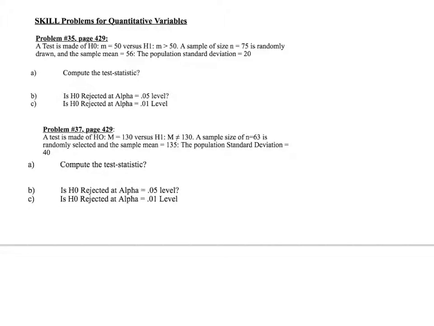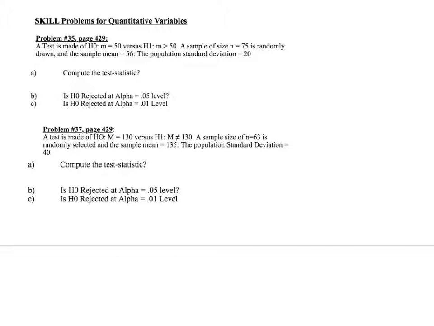So we're now going to look at some problems in the book. We're going to turn to page 429 in the book and look at problems dealing with the z-test. The first two problems we're going to look at are in terms of doing the skills that we need to help develop future problems.